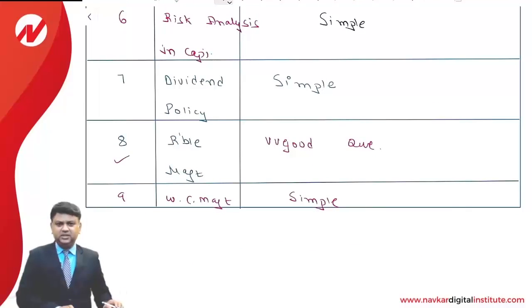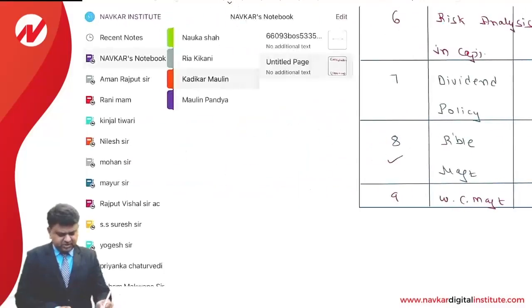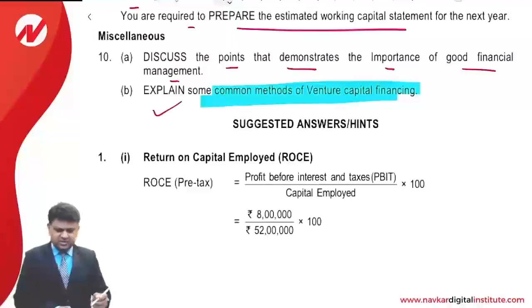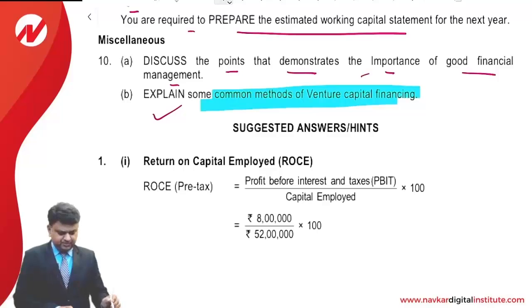And the 10th is a theory question. In the theory question, the second question has been provided a number of times. It is there in the module also. This 10A is comparatively a good question.